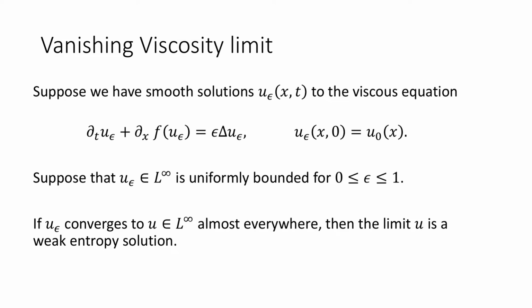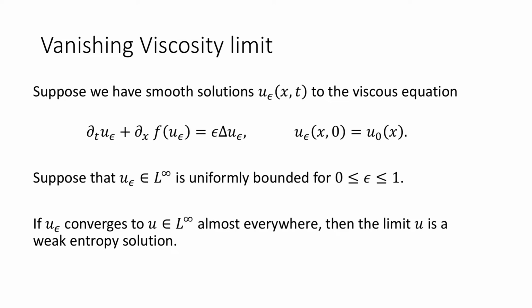Now suppose that u^ε is uniformly bounded for all ε between 0 and 1. In particular, as ε goes to 0, the solutions u^ε all satisfy uniform bounds. Now, if u^ε converges to some bounded function u almost everywhere, then the limit u is a weak entropy solution. Let's reassert the physical relevance of that observation.